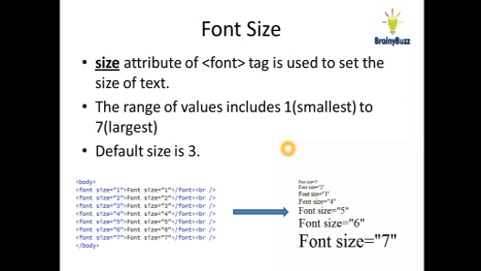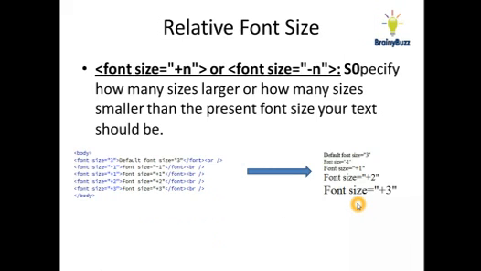Now first we'll see the font size. The size attribute of font is used to set the size of the text. Here we have included the values 1 2 3 4 5 6 7, so you can see the size will vary. By default the font size is 3. 7 is the biggest font and 1 is the smallest font over here.